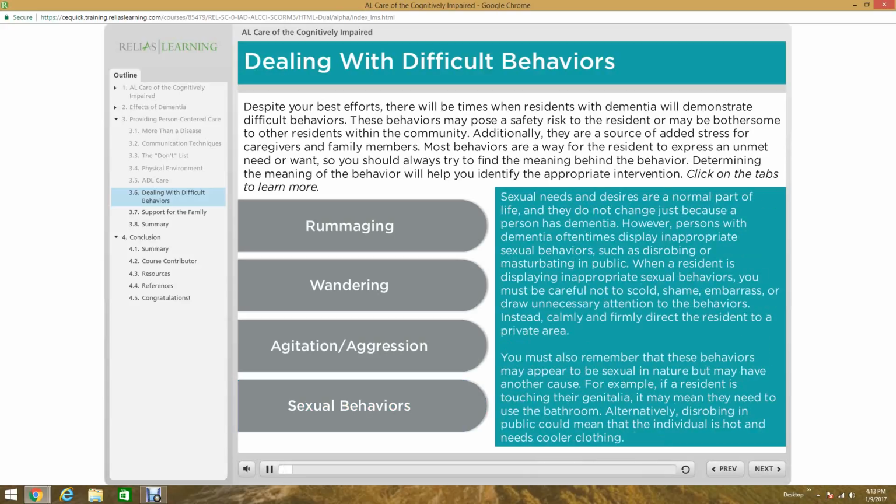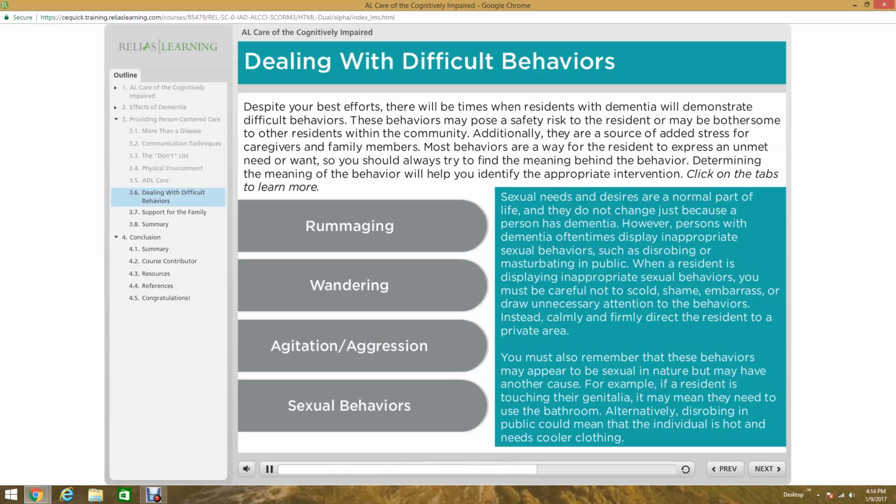Sexual needs and desires are a normal part of life, and they do not change just because a person has dementia. However, persons with dementia oftentimes display inappropriate sexual behaviors, such as disrobing or masturbating in public. When a resident is displaying inappropriate sexual behaviors, you must be careful not to scold, shame, embarrass, or draw unnecessary attention to the behaviors. Instead, calmly and firmly direct the resident to a private area.